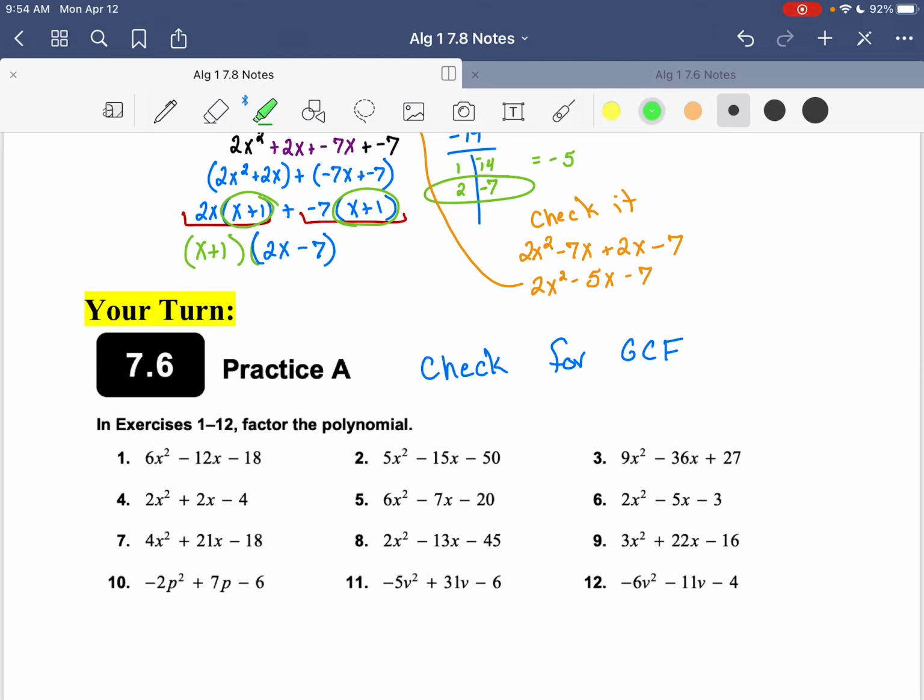For example, this first one, 6, 12, and 18 are all multiples of 6. Factor out a 6 first. 5, 15, 50, all multiples of 5. Factor out a 5. 9, 36, 27. Factor out a 9 first. That's always a good first step. Not all of them can do that. For example, here, 4, 21, and 18, those all don't have the same factors. The only factors of 21 are 3 and 7, and those aren't factors of the other ones. So it doesn't always work, but it's always a good bet. And when you have a leading coefficient that's negative, factor that negative out first. Okay, good luck, and come see me if you need help.